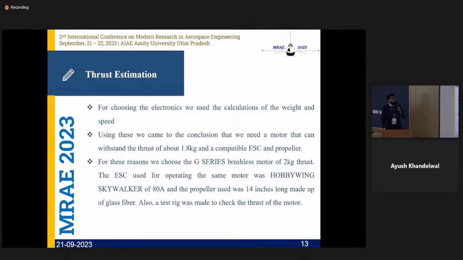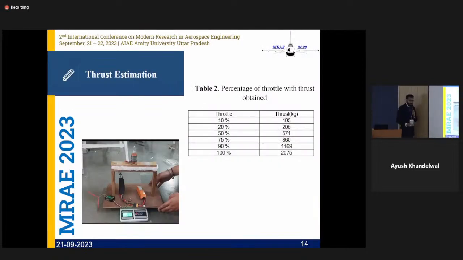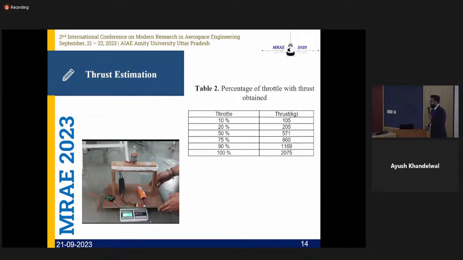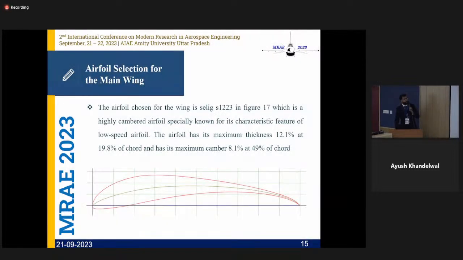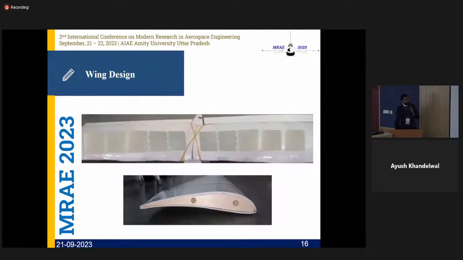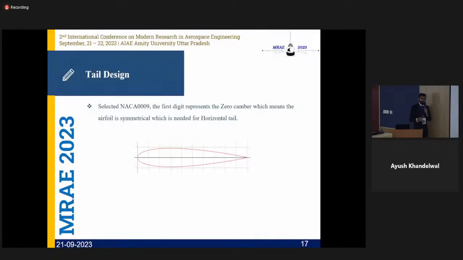Then we also need to choose the motor. In order to choose the motor, we used various combinations of motors with propellers so that we get the accurate thrust with which we would be able to fly safely as well as with a lot of power. We use the Selig S1223 airfoil. We know that at a low Reynolds number, it gives a very good output when it comes to the lift to drag ratio. And we also designed the tail as well.